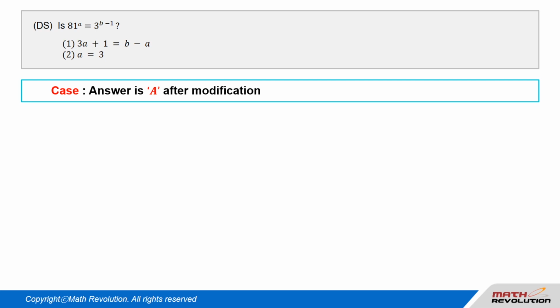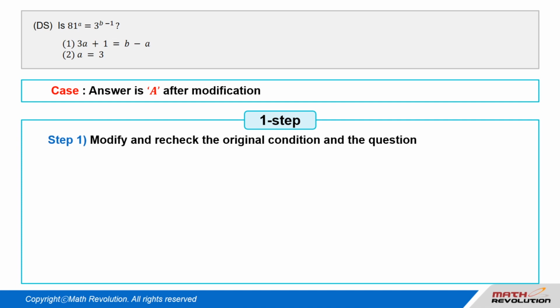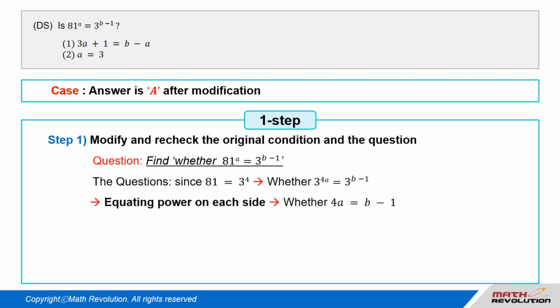Solution. Now we will solve this DS question using the variable approach. Cases where the answer is A after modification. The first step of the variable approach: modify the original condition and the question to suit the type of information given in the conditions. We have to find out whether 81 to the power of A is equal to 3 to the power of B minus 1. Let's modify the original condition by getting both terms with 3 as the base.